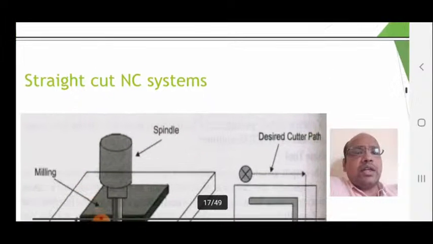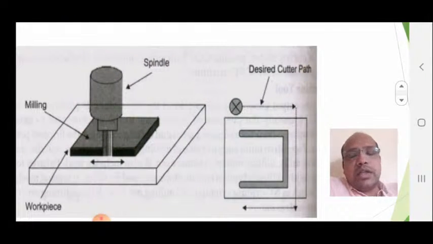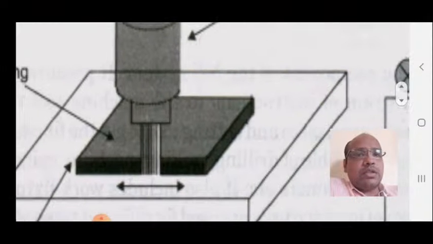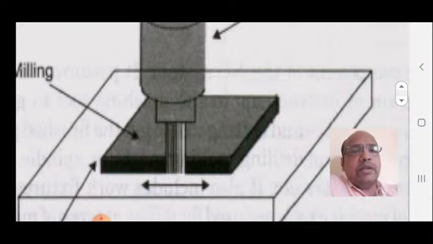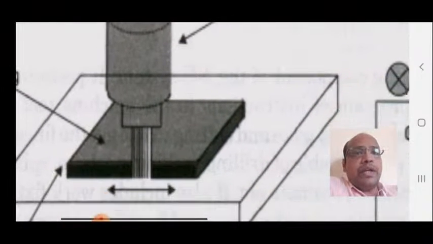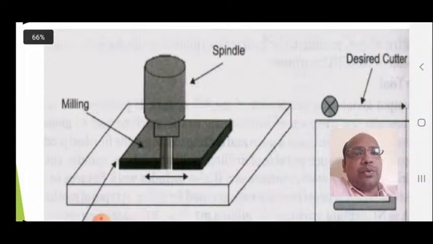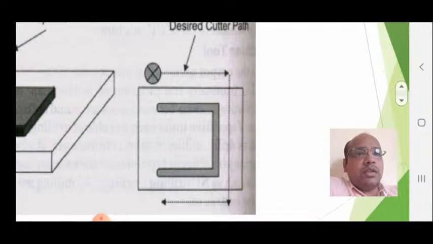Now let us see a straight cut NC system. Straight cut NC system is mostly used for milling operations. You can see this figure. In this figure, this is a milling tool and there is a workpiece which is to be milled, and this spindle moves along the surface of the workpiece and you can mill the component. So you can see here the direction of the milling tool in which it moves, that is shown in this diagram.